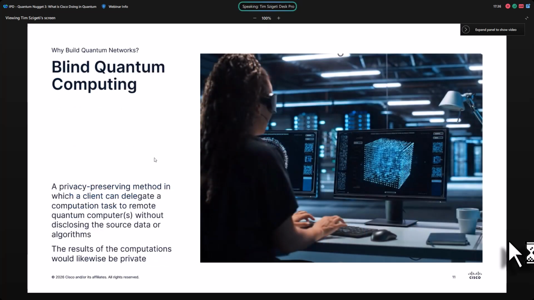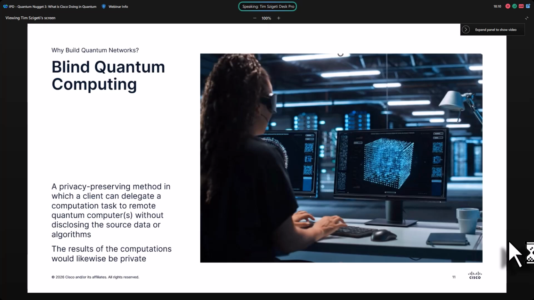Also, blind quantum computing. When I interface with a cloud provider to run jobs, I give them my algorithms and I give them my data, and they do all the processing and then I get the results. Well, what if I don't want that? What if I want to preserve my algorithm as well as my data and keep that all private? With quantum, I can do that. I can use their systems to do all the calculations, but they never get to see or read any of the data or any of my algorithms. That's very appealing in many industries.